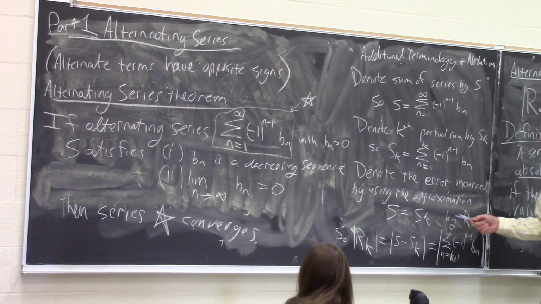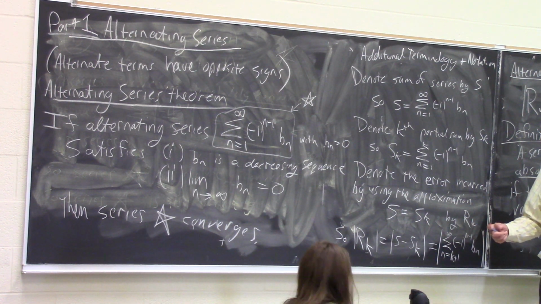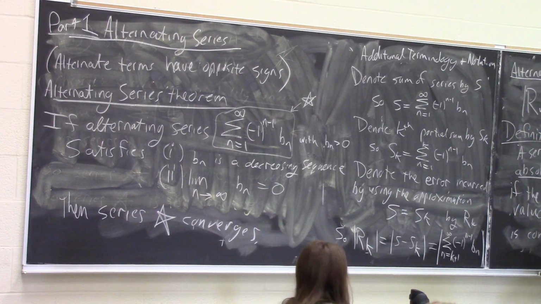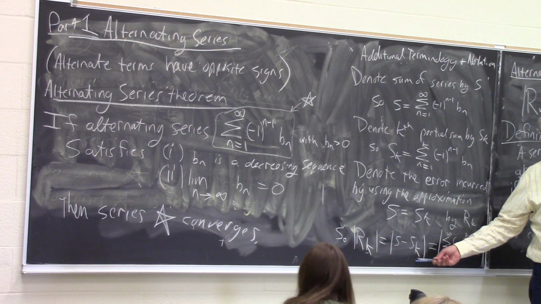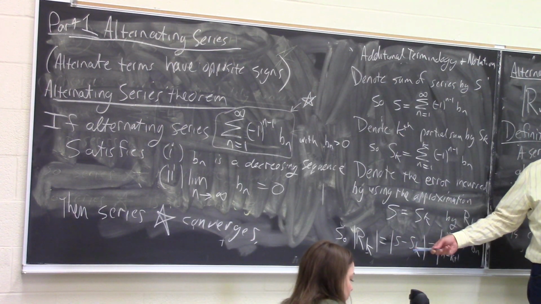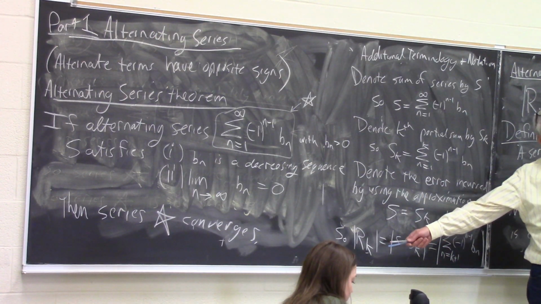So we introduced this term r subscript k. So the remainder of things that have not been added up if you just add up the first k terms. So the whole series minus what you get when you just add up the first k terms, and then take the absolute value of that, because we don't care if it's positive or negative. That's what we're going to call rk.